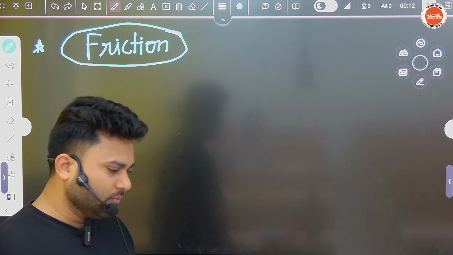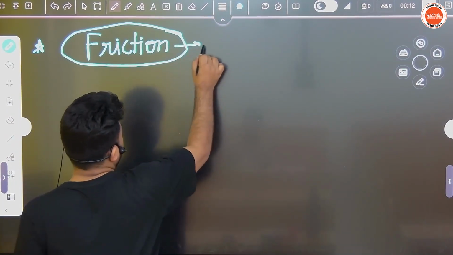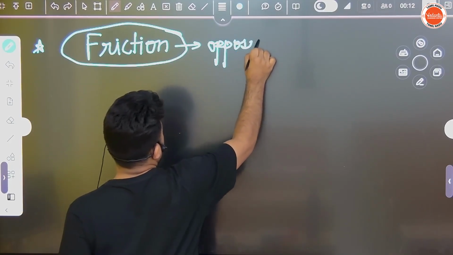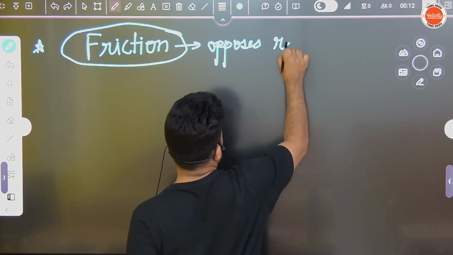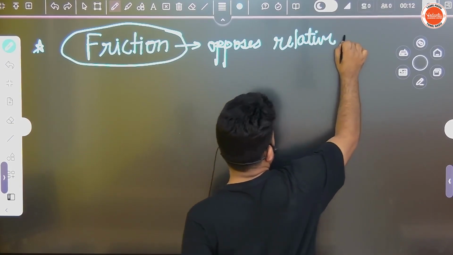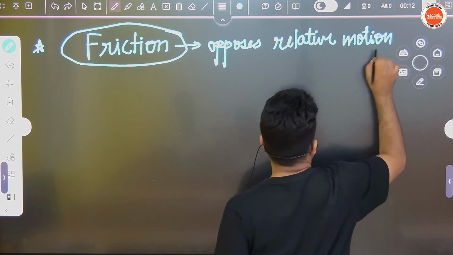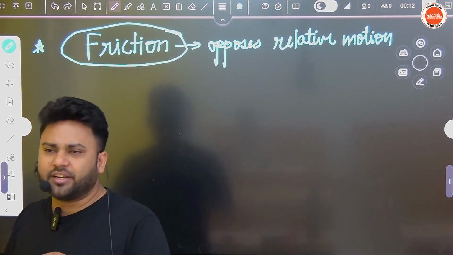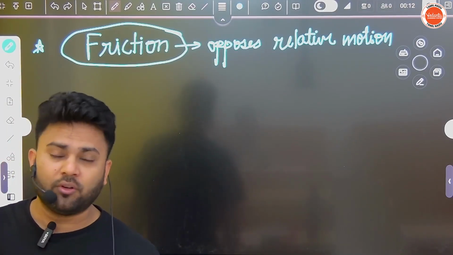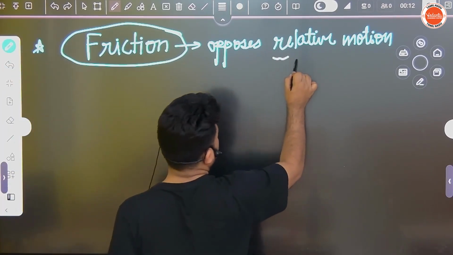Correct. So see, what is friction? Friction opposes relative motion. Friction is something, not going into much detail, which opposes. Some people think that friction opposes motion. No. That's why I have written this word. Friction opposes relative motion.